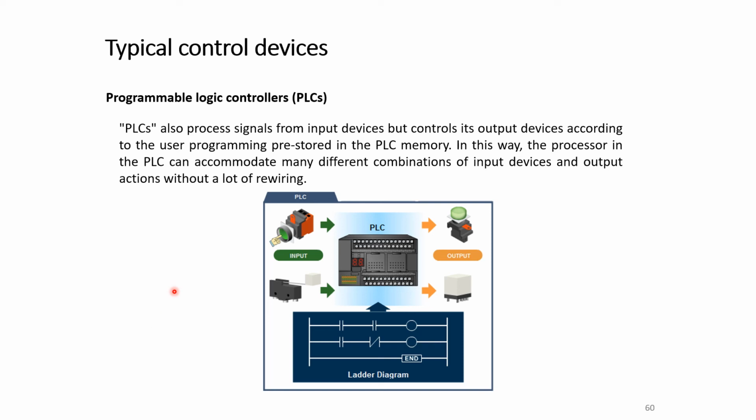So PLCs get signals from a variety of input devices, and could operate a variety of output devices at the same time based on the pre-stored program in their memory. And the operator or programmer of PLCs could change the program on these PLCs and load the new program on the PLC.